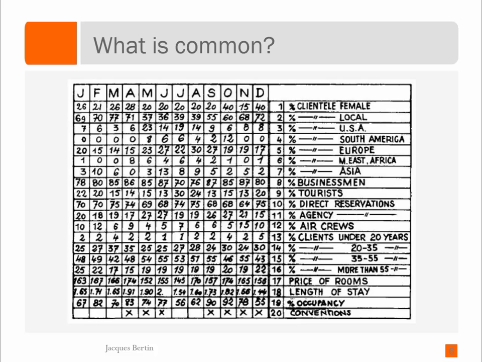Young clients, folks that are under 20, essentially sort of the minors group. And then it splits into some age groups of demographics, so 20 to 30, 35 to 55, and then folks over 55. The price of rooms, so folks that basically are budget shoppers. Length of stay, so we have a measure there that determines how long folks stayed.